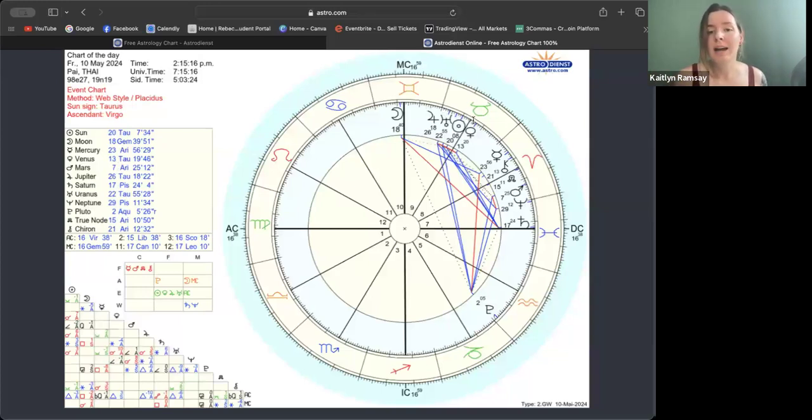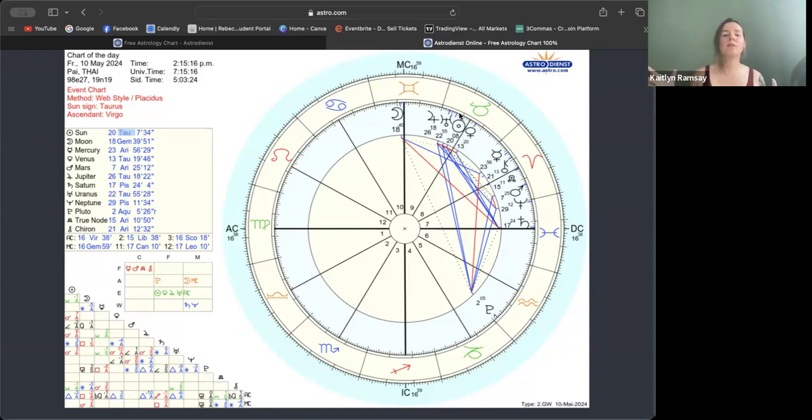Know that you also have the glyphs. I have that PDF where you can look and see what this glyph is. This little cheat sheet is very helpful. So you can see the sun is in Taurus. This is the sun, and you can see the glyph over here as well.